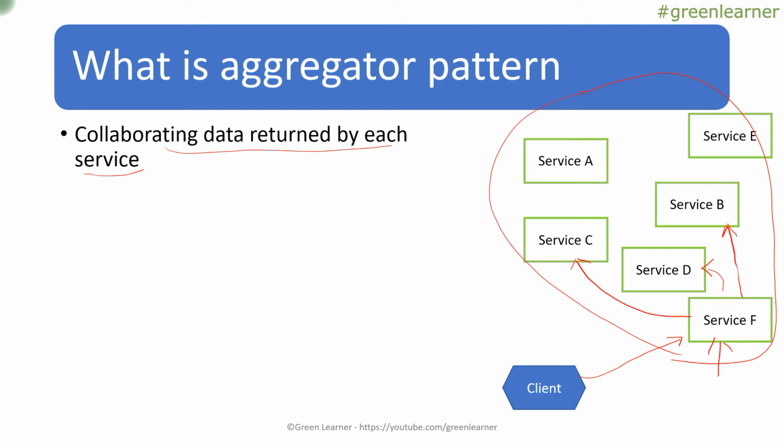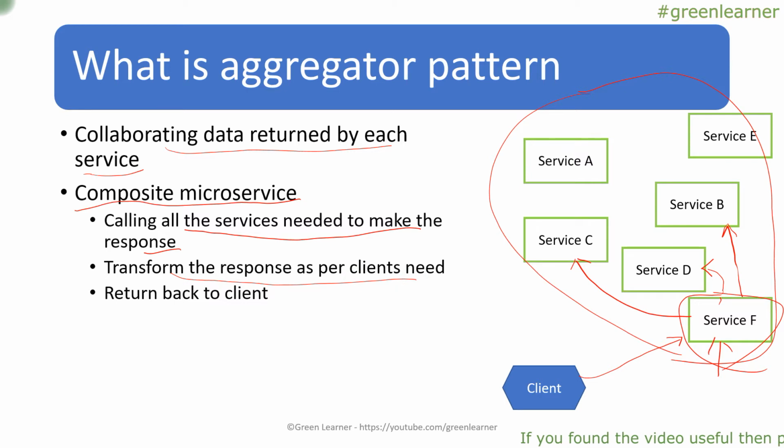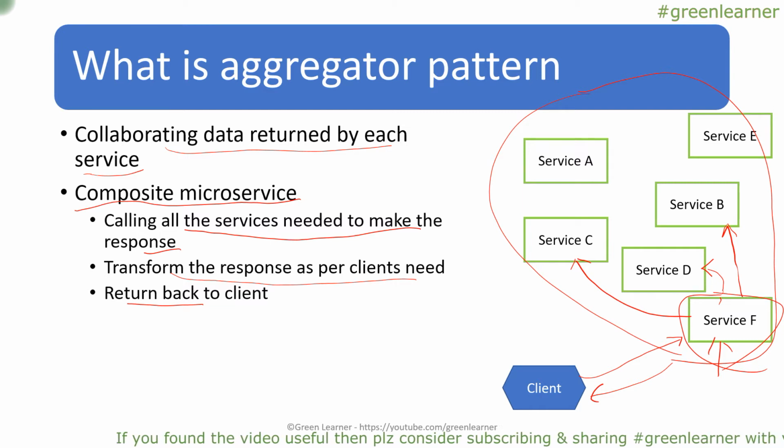To collaborate the responses returned by each microservice, we have one term, that is composite microservice. Because the role of service F is not complete in itself, it is calling other services, so we call it a composite microservice. So what is the role of this one? It is calling all the services needed to make the complete response. It is transforming the response as per the need of the client and then returning back to the client whatever it had requested. So this is the role of the composite microservice.